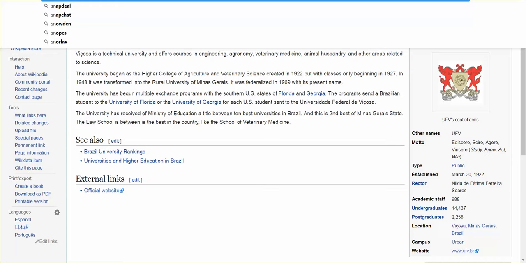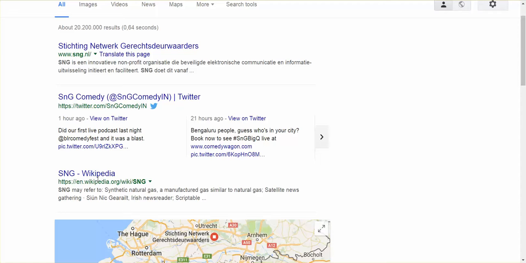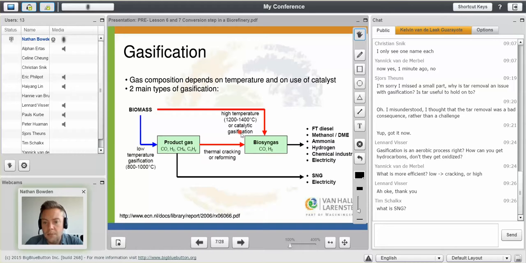There you go. Synthetic natural gas. So it is a type of methane. Natural gas is also known as methane. So you can burn it. But that isn't necessarily the highest usage. Maybe methanol, it's easier to transport, certainly, than a natural gas. You don't have to have such high pressures. So to answer your question, Yannick, the efficiency depends on what your end product is.